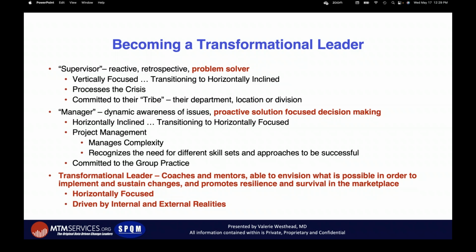As a result, you are promoting resilience and survival in a marketplace that is always changing. This is the individual who, yes, is aware of what the overall goals and what the vertical needs are within the organization, but is infinitely more focused on how everything works together, and how all of that has to be responsive to what's going on in the internal system and in the external system.